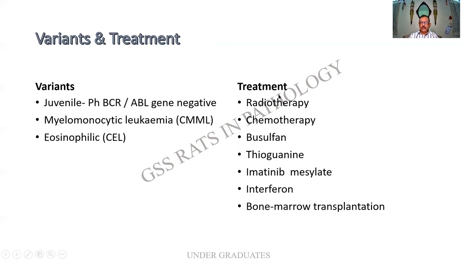The treatment includes radiotherapy and chemotherapy. Busulfan, thioguanine, imatinib mesylate. These are all drugs that can be given. Apart from that, there can be interferon therapy. Finally, the treatment of choice could be bone marrow transplantation. I hope you people will be able to enumerate all this.